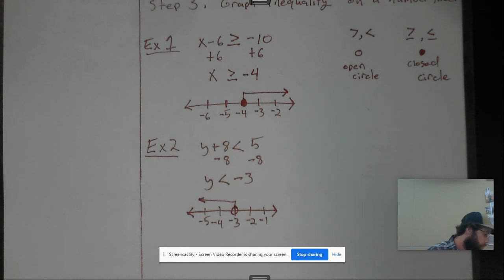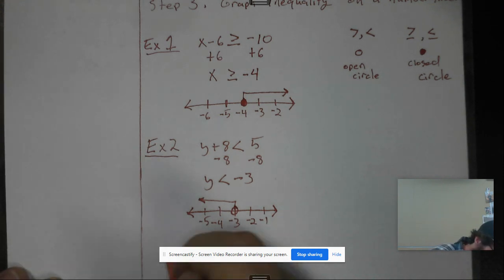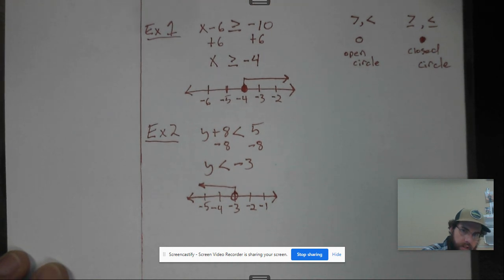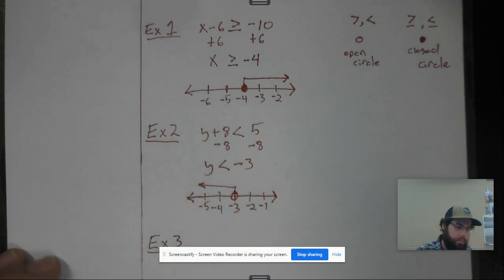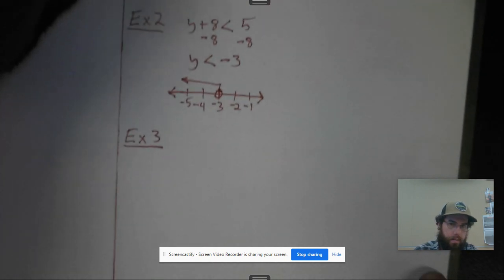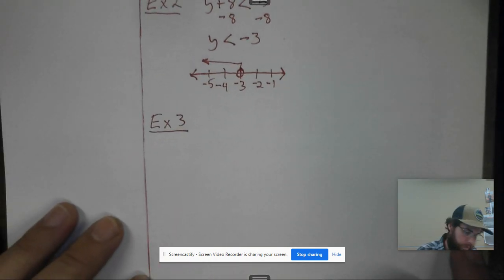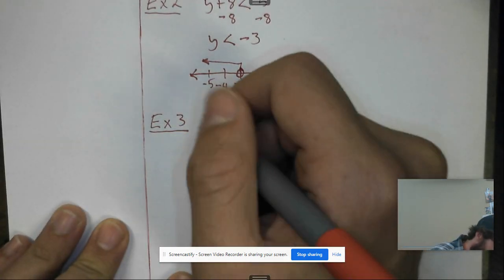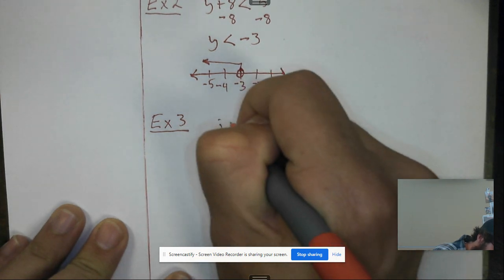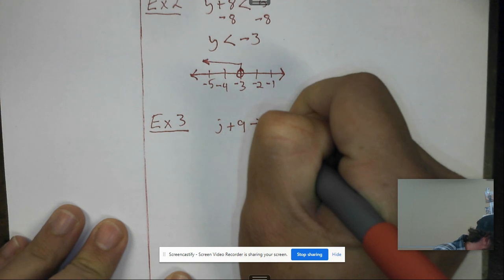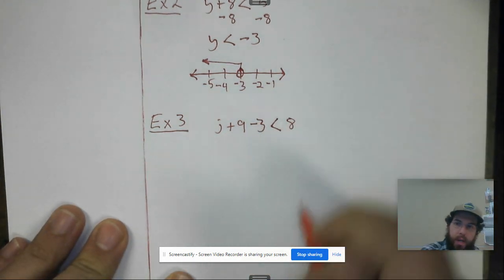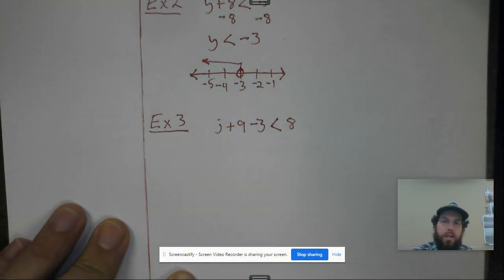Okay, I want to do one where we should combine like terms. So let's move on to example 3. Example 3 says j plus 9 minus 3 is less than 8.